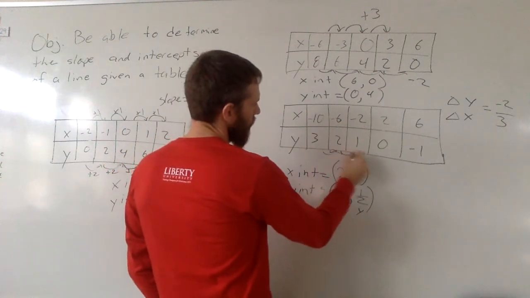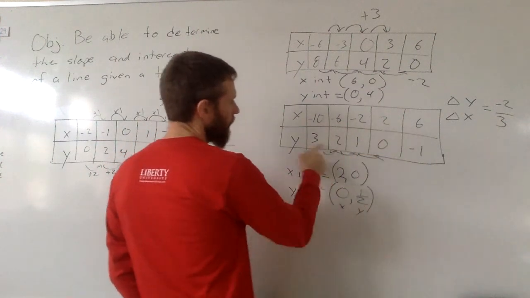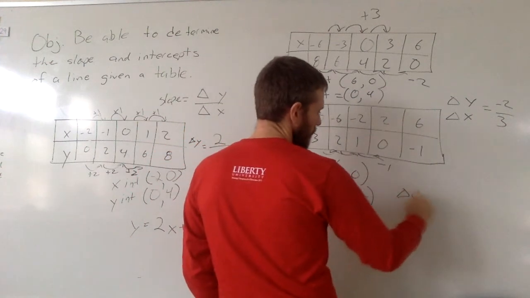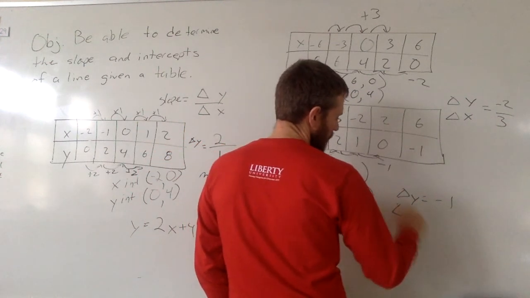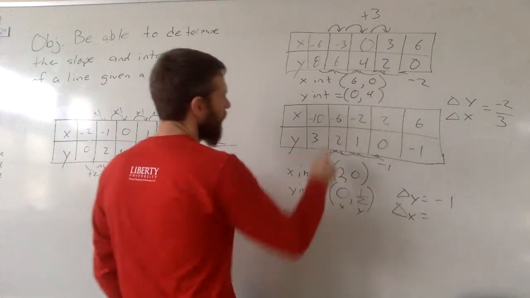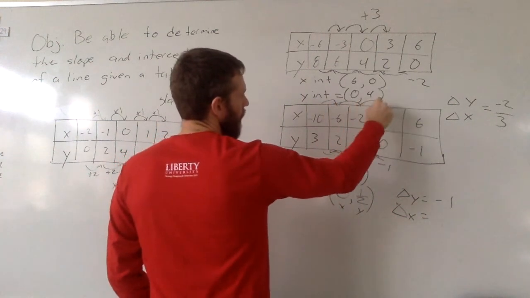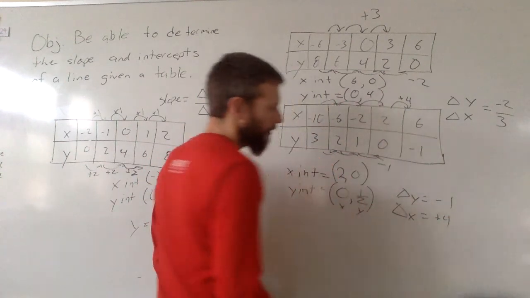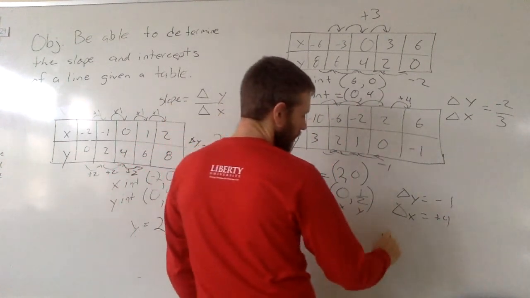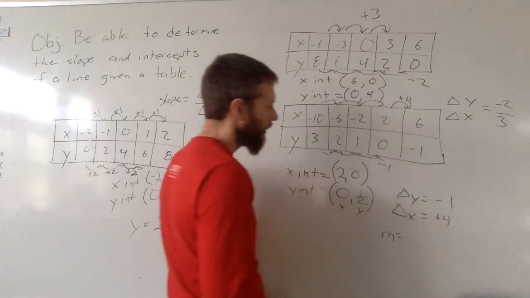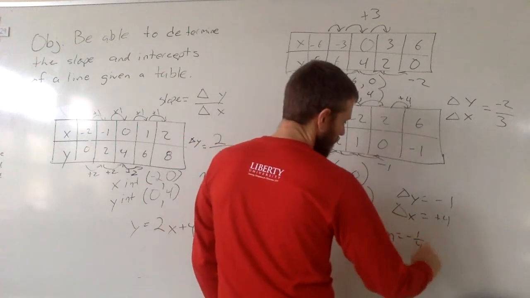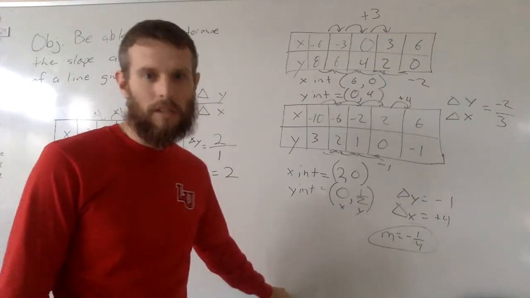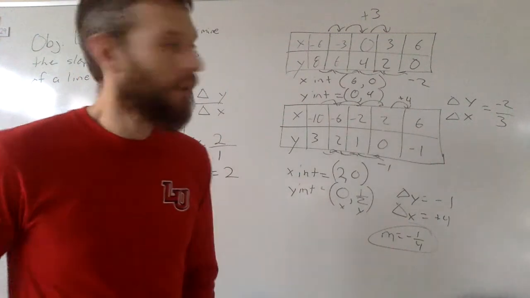Now, what's the change? The change in y each time is -1. The change in x each time, we're adding 4. So our slope is going to be change in y over change in x, negative 1/4.